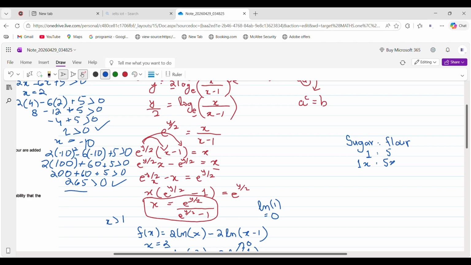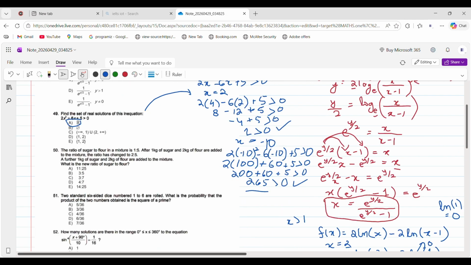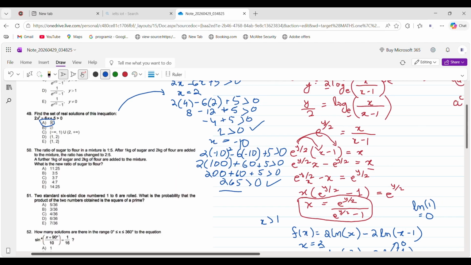So if I have to know my actual numbers, they would be multiplied by x, because if I simplify it again, x divided by x, it is again 1:5. So I can suppose that my actual numbers are x and 5x. Now what they have asked: after 1 kg of sugar and 2 kg of flour are added to the mixture, the ratio has changed to 2:5. The original ratio was this, and now 1 kg of sugar and 2 kg of flour are added.